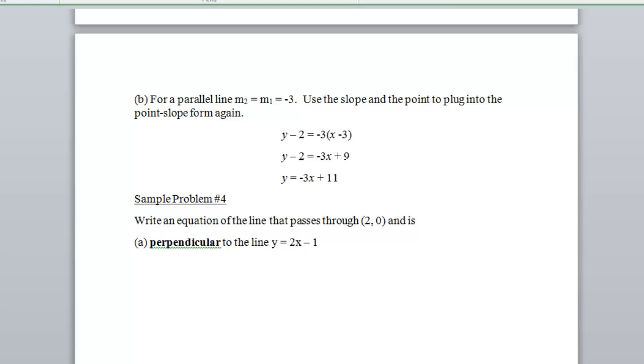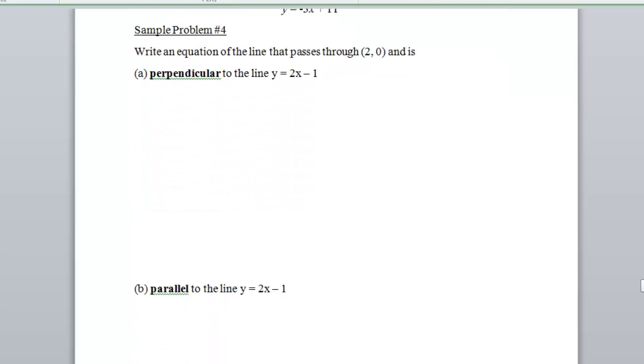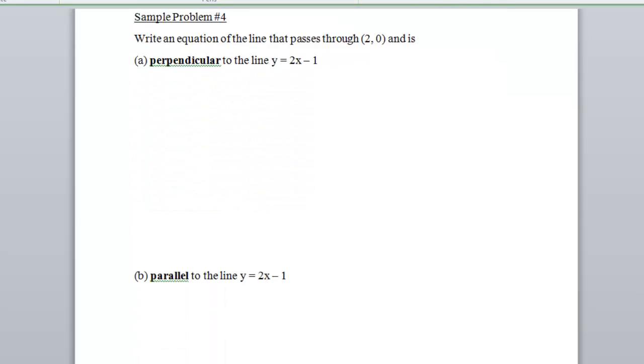So sample problem 4 is going to have you work similar problems. Part A asks for a perpendicular line, and Part B asks for a parallel line. So go ahead and pause the video and take some time to do that now.